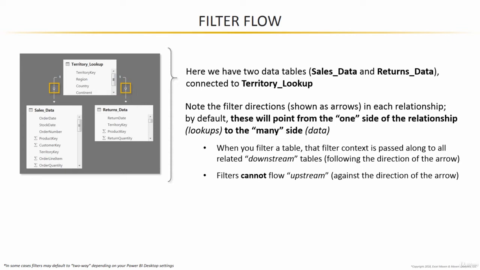And when you filter any table, that filter context is passed along through that relationship line to all related downstream tables, following the direction of the arrow. And by contrast, filters or filter context cannot flow upstream. In other words, it cannot flow against the direction of the arrow. So you can almost think of these relationships as filter wires, because that's all that relationships do: they pass filter context back and forth between tables.